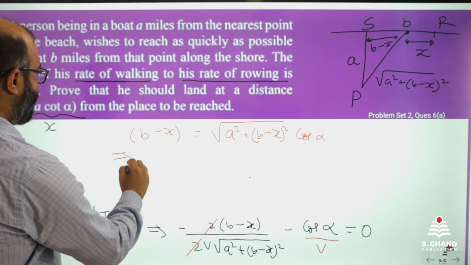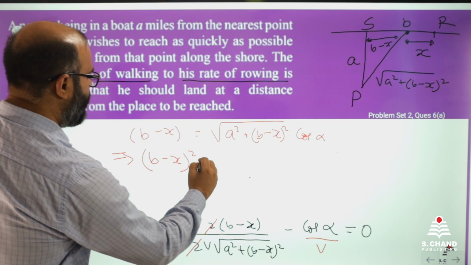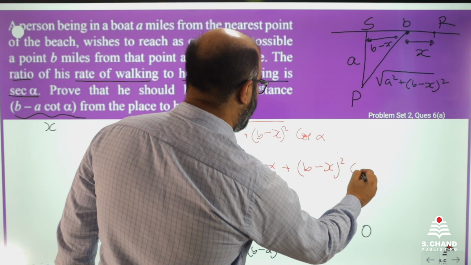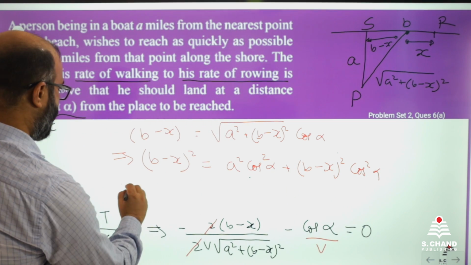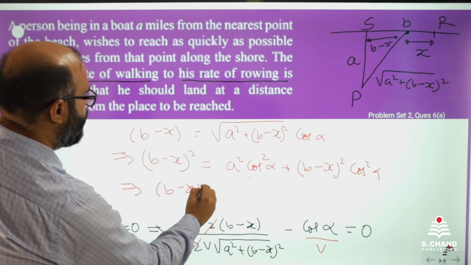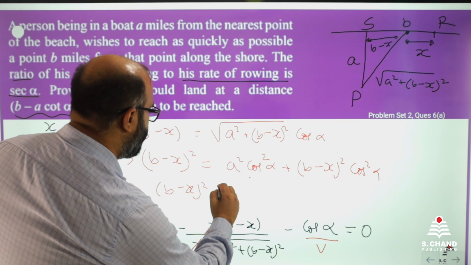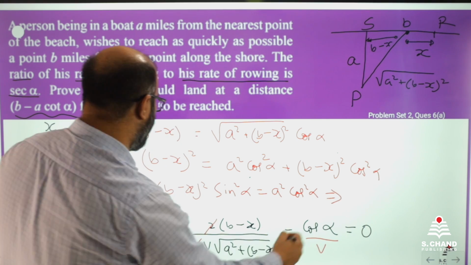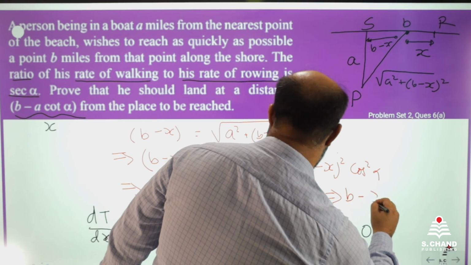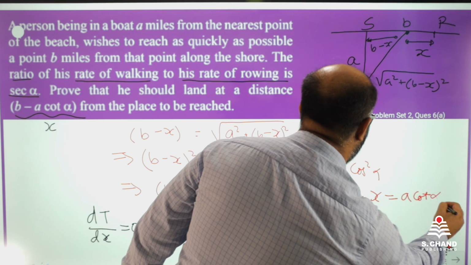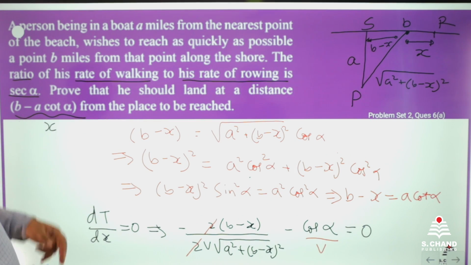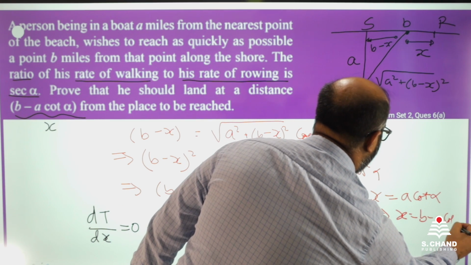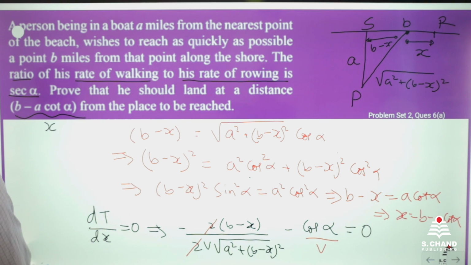Now let us square both the sides, so it will become b minus x whole square is equal to a square cos square alpha plus b minus x whole square cos square alpha. So this is b minus x whole square, and 1 minus cos square alpha is sin square alpha, and this is equal to a square cos square alpha. From here you can write b minus x is equal to a cot alpha. So x is equal to b minus a cot alpha. So this is the value which we had to prove here.